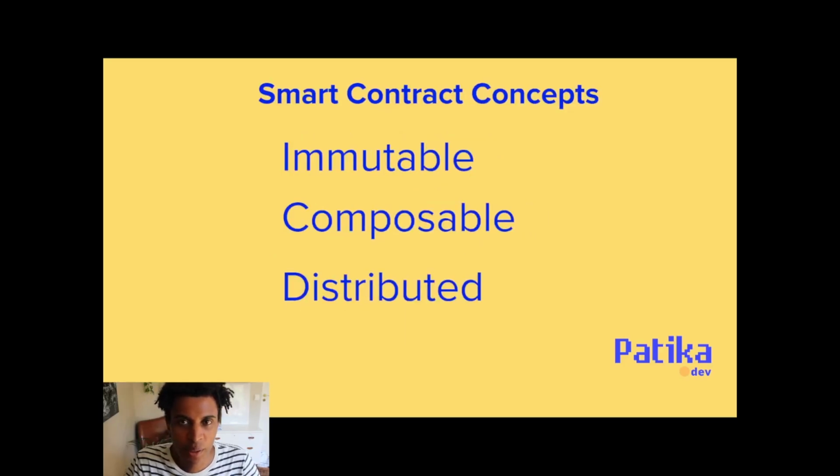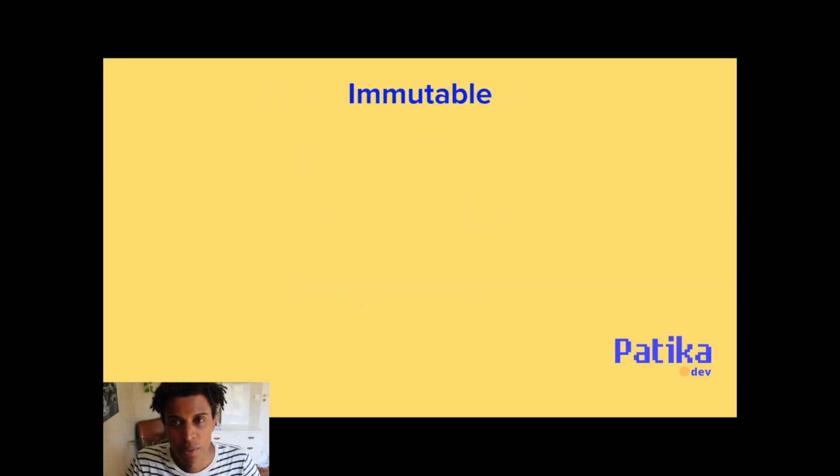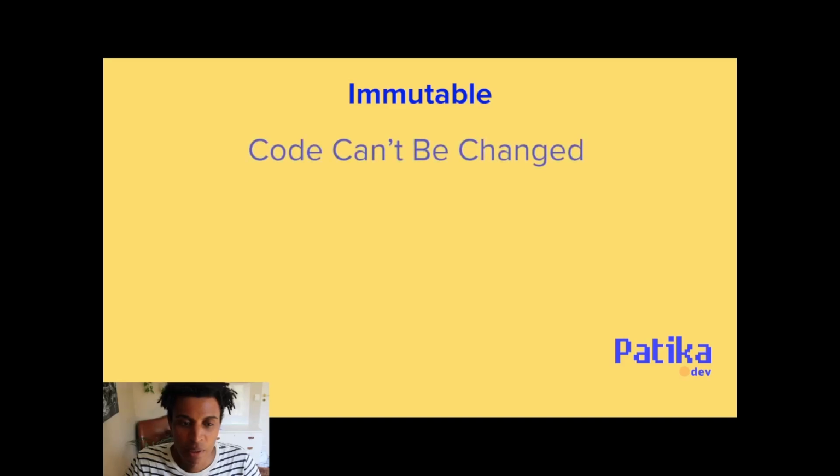So let's look at the three main concepts of smart contracts. I've already mentioned one: they are immutable, they're composable, and they're distributed. So immutable, what does that really mean? Well, the code can't be changed. If you come from any traditional software development, you're probably used to tools like Git, where you've probably made a mistake and deployed to, let's say, production, and you want to change the code, you can just go in, make a pull request, update the code and push it back out to production. That's not the same as when you're working with smart contracts.